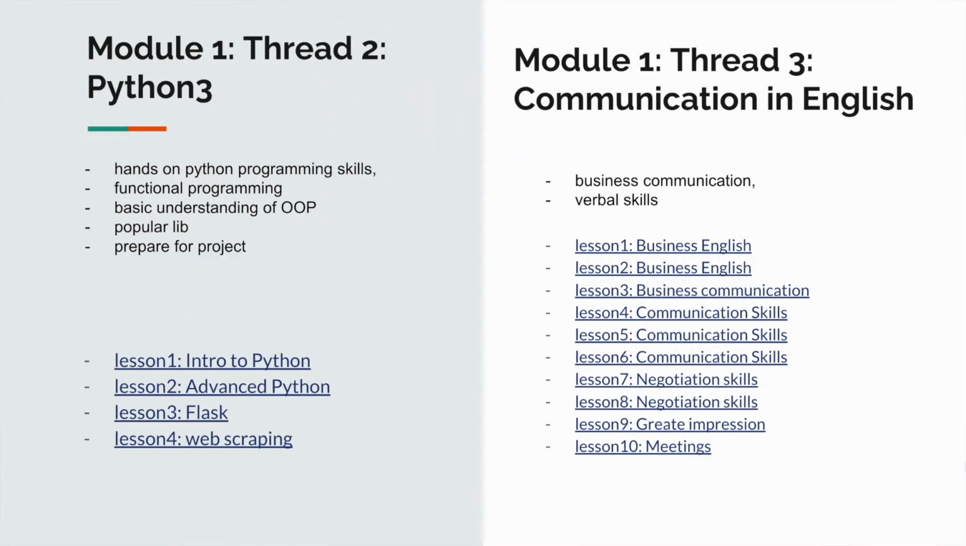In thread 2, you will learn core Python concepts. Get used to coding and scripting in Python and use the most common libs of Python like JSON, urllib, OS, etc. Try to write a simple Flask app and even do some web scraping. This will help you in the final project for this course.